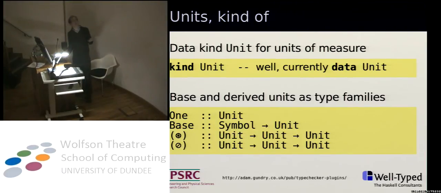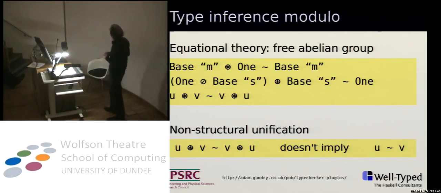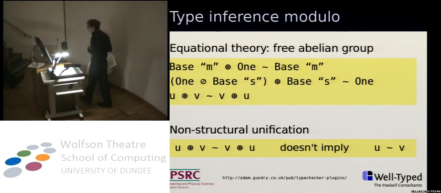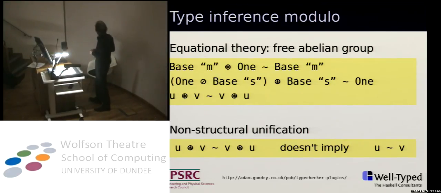And once I've got this kind of units of measure, I want to have an equational theory that describes the properties that we expect units of measure to have. And these form a free abelian group. So if I multiply meters by a dimensionless quantity, I would expect to get a result in meters. If I multiply something in 1 over seconds by something in seconds, then I should get something that's dimensionless. And these are just the familiar algebraic rules.